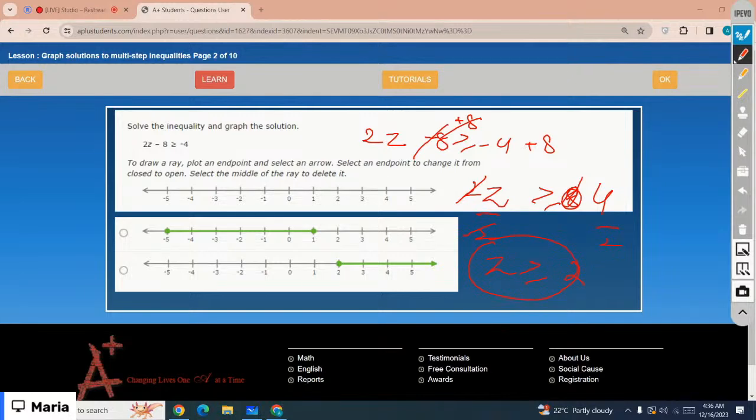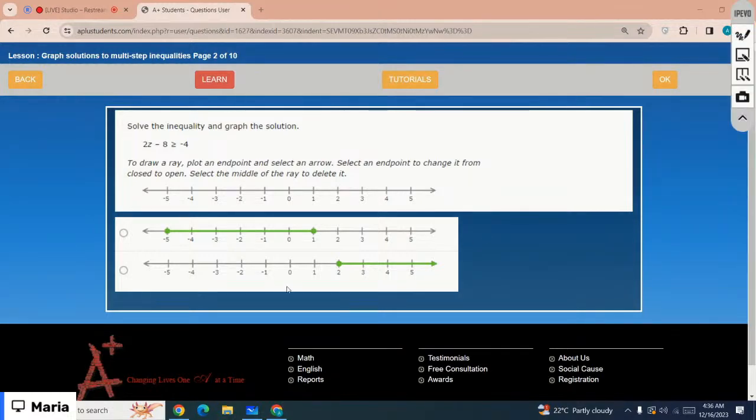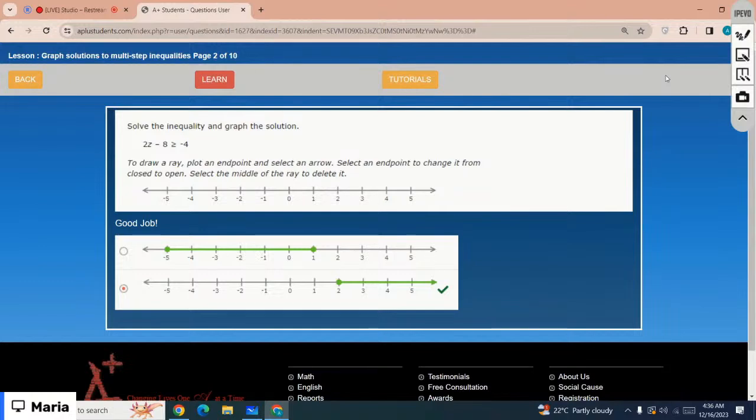Yes, that is option number 2. All the numbers that are greater than 2 are on the right hand side of the 2, and 2 must have a filled circle. So option 2 is the correct option, right?